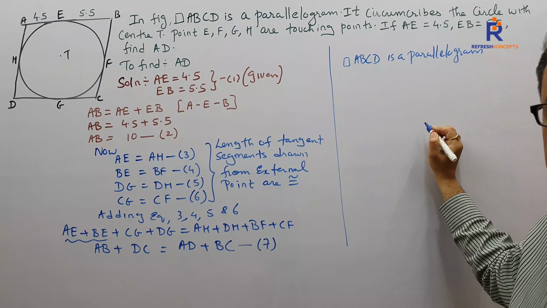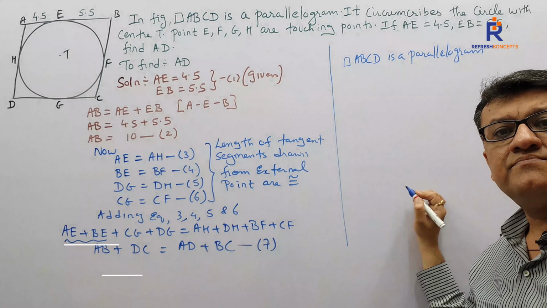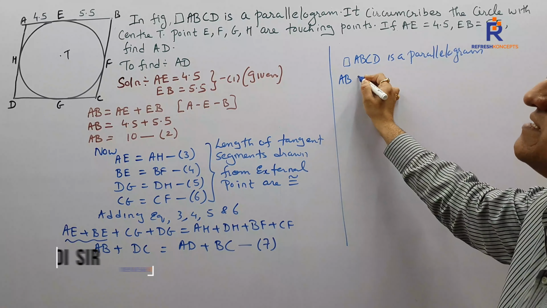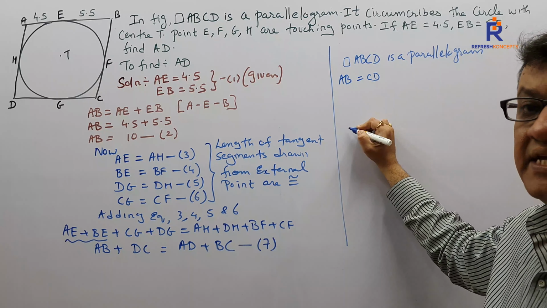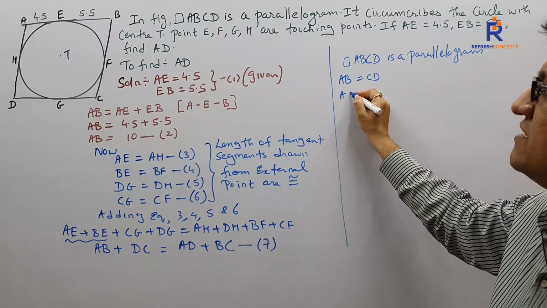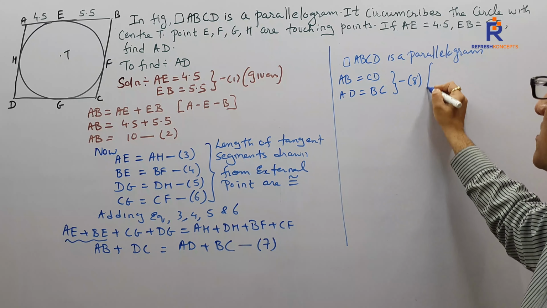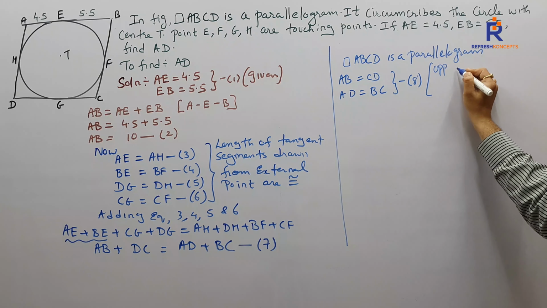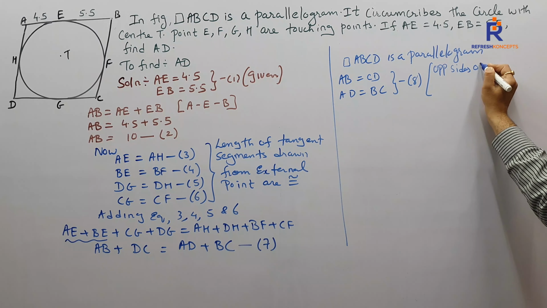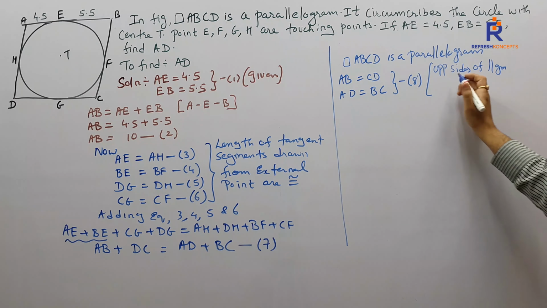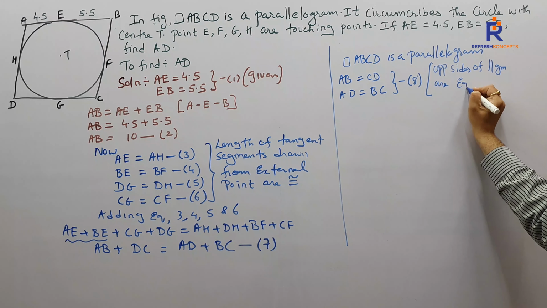is it given to us? Indeed, yes. What is the property of a parallelogram? Opposite sides are equal. So can I say AB is equal to CD? Can I say AD is equal to BC? Let this be equation number 8. What is the reason? Opposite sides of a parallelogram are equal.